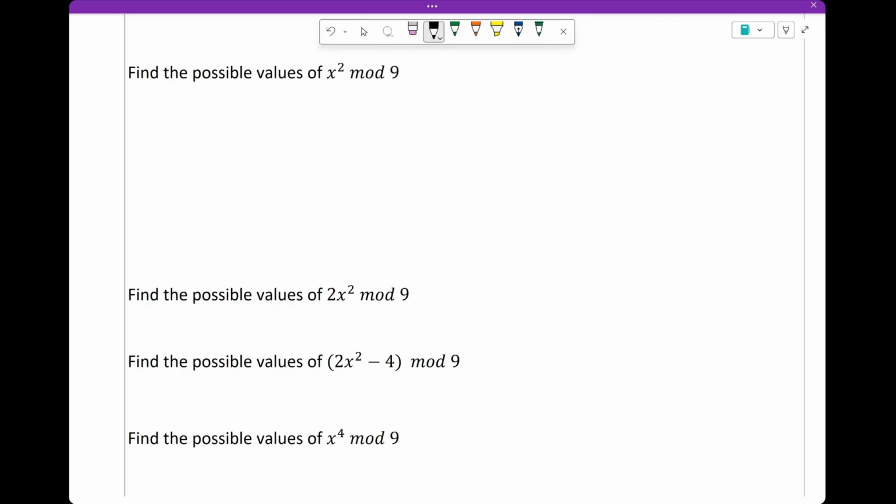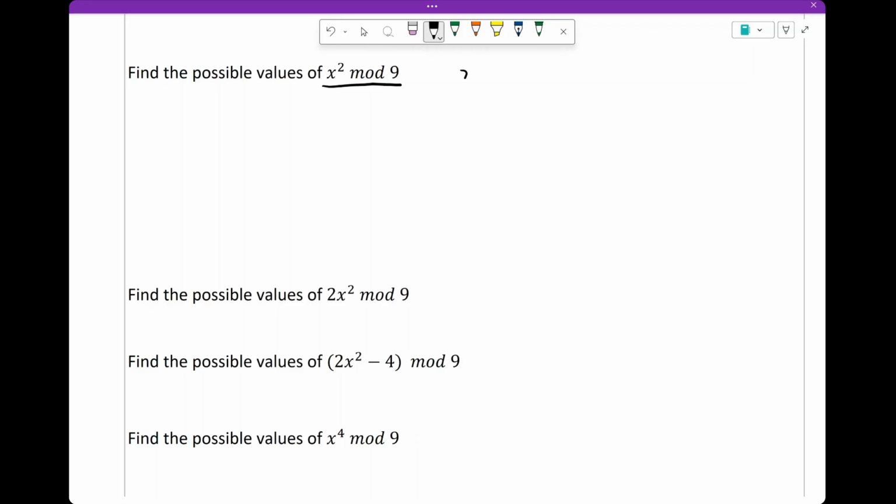In this video, we're going to go through an application of quadratic residues. Let's have a look at our first question here, which says find the possible values of x squared mod 9. Okay, so what are the remainders when we square values and then divide them by 9? That's essentially what it's asking, or the quadratic residues modulo 9. So let's set up our table.